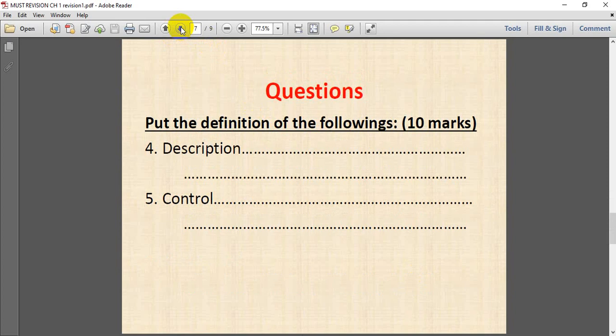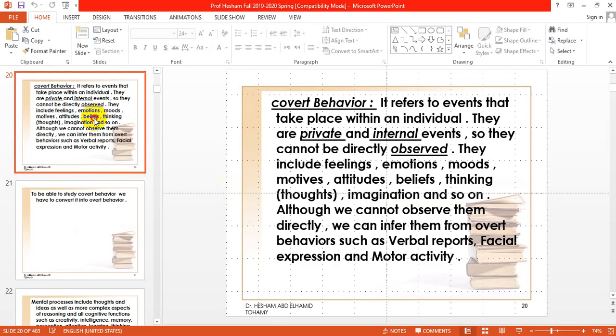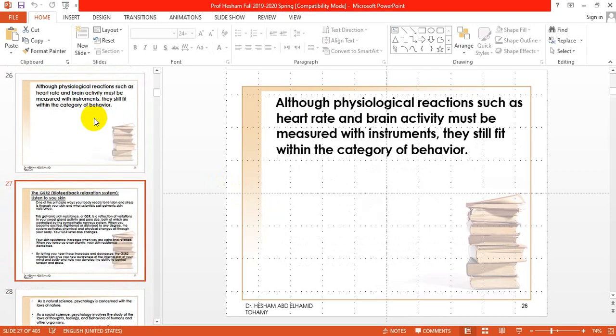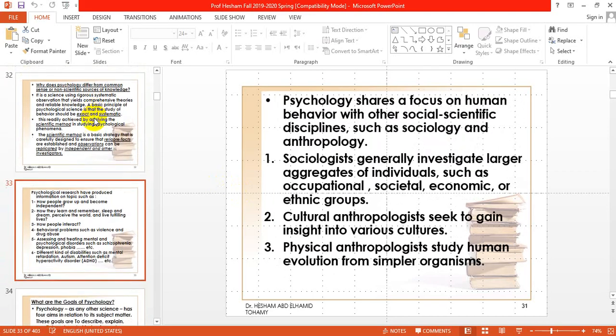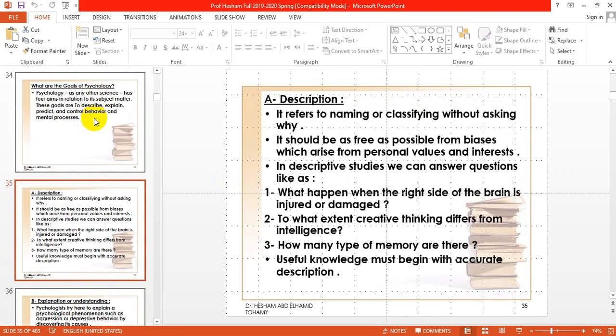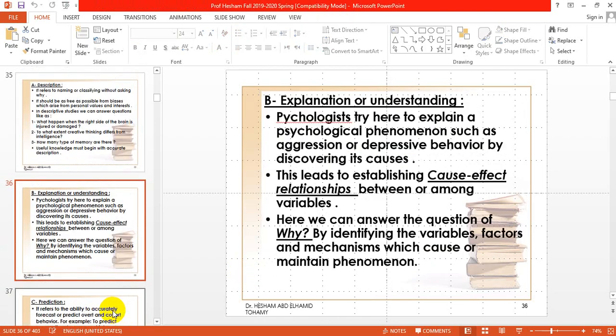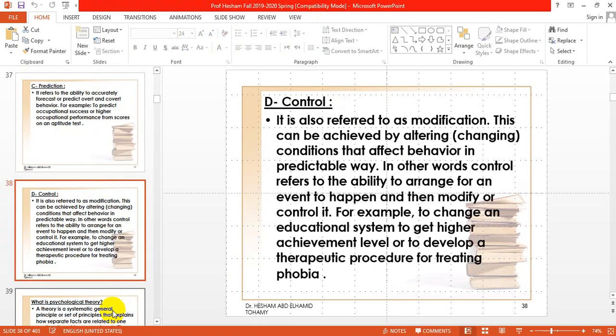What about description? And also, what about control? Check these two slides to be able to find out the definition of description and also the definition of control. Look at these slides. It says description refers to naming or classifying without asking why. This is the definition of description. What about the definition of control or modification?